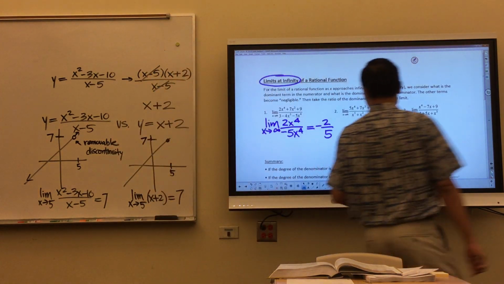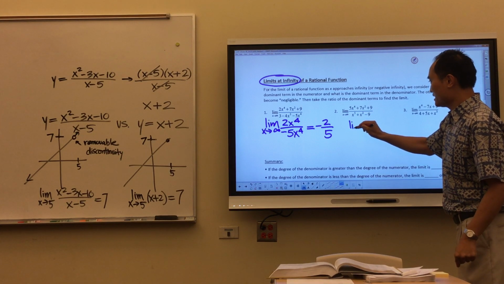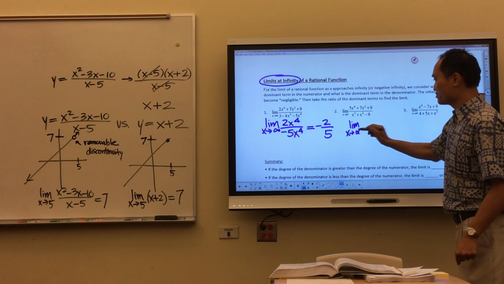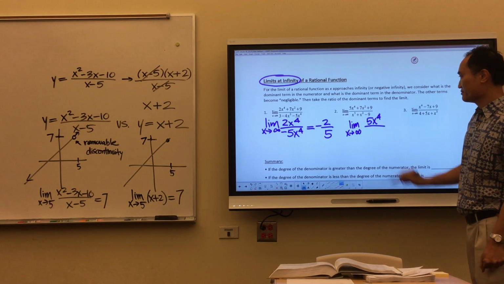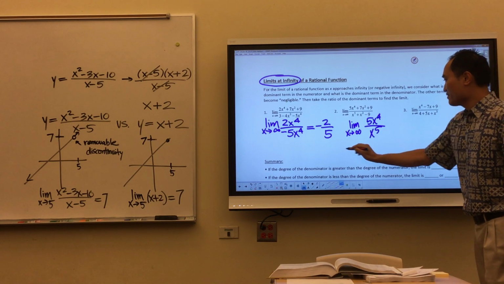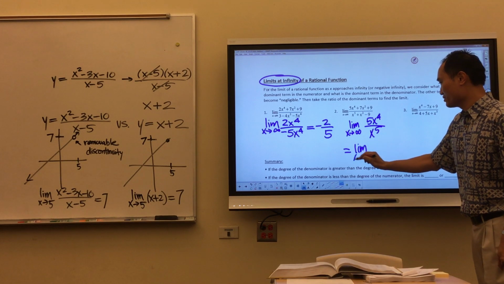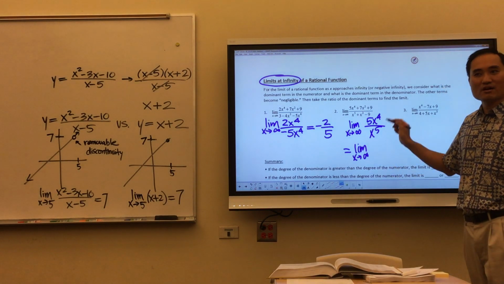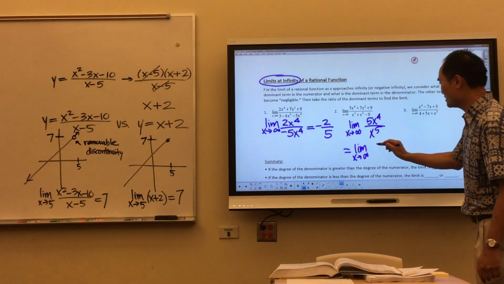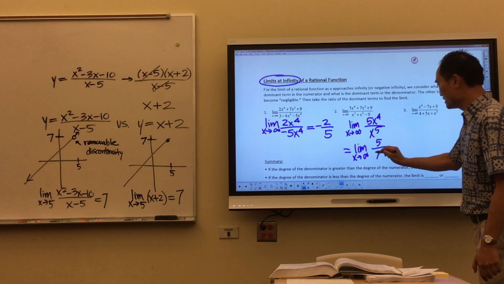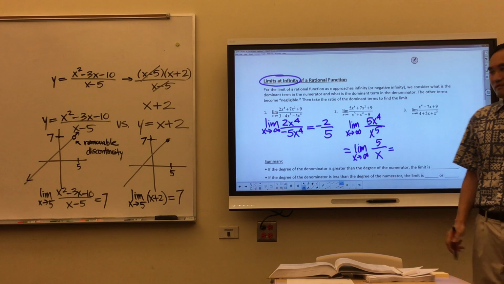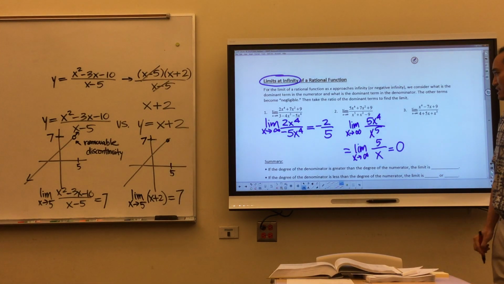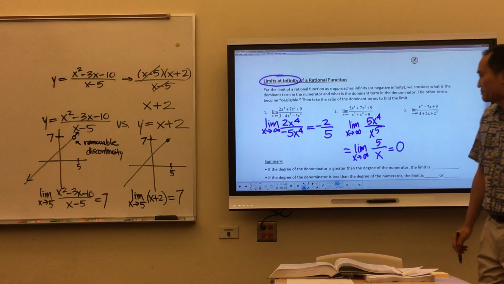Now this one is a little bit different, because what's the dominant term in the numerator? 5x to the fourth. Denominator? x to the fifth. This simplifies to, notice I'm carrying this limit symbol as long as there's an x in my expression, 5 over x. 5 over a million, 5 over a trillion. They will approach 0. The bottom dominates.